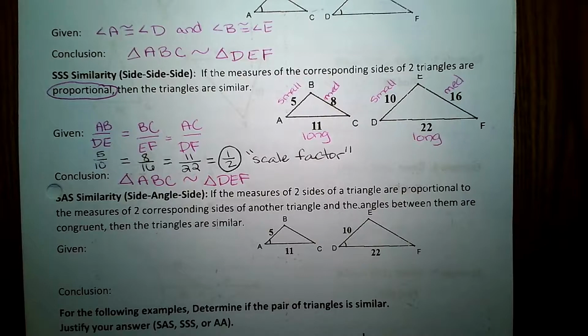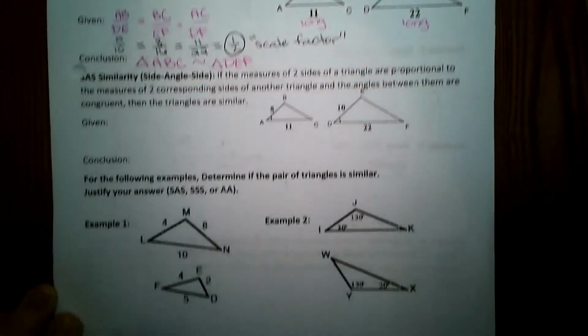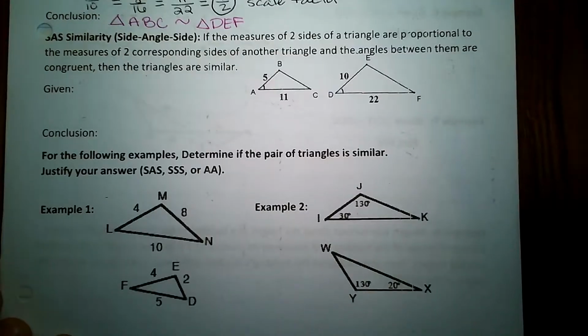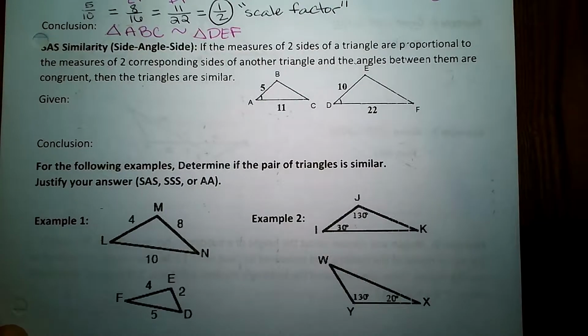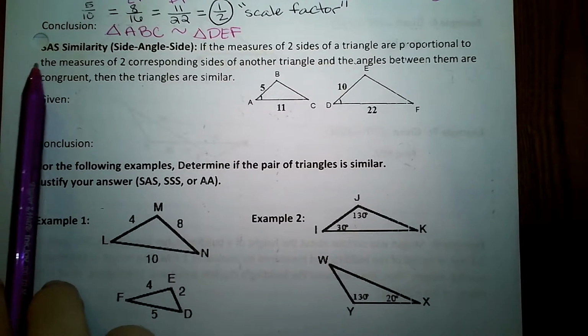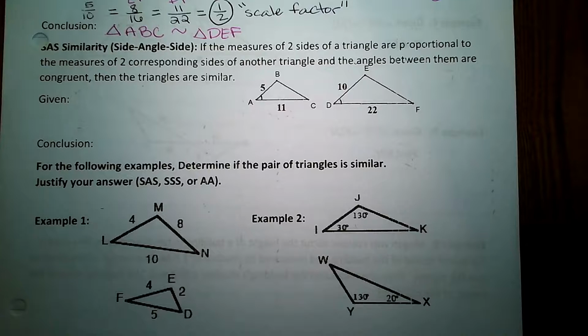Okay, we have one more to unpack here. Take a look at our last postulate. This is called the side angle side postulate. Now, the side angle side similarity is very similar to side angle side congruence. The one thing that's changing is that the sides are not going to be congruent, but they are going to be proportional. Let's read through.